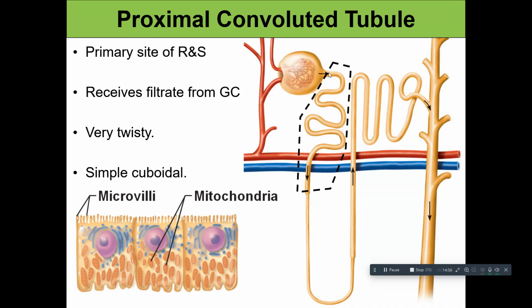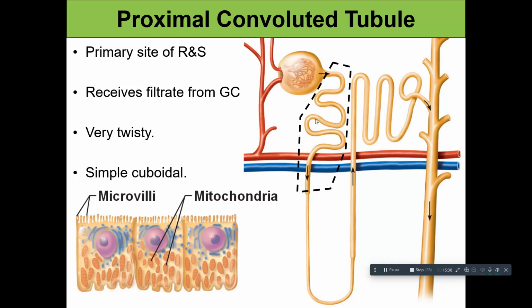Now, coming out of the glomerular capsule, we got the proximal convoluted tubule. Proximal because it's close to the glomerular capsule. Convoluted because it's very twisty. This is the major site of reabsorption and secretion. So this guy would be covered by peritubular capillaries. We're reabsorbing stuff from the filtrate in here into those capillaries and then secreting stuff from the capillaries into the filtrate. Now, the twistiness gives us more time and more surface area for reabsorption and secretion.